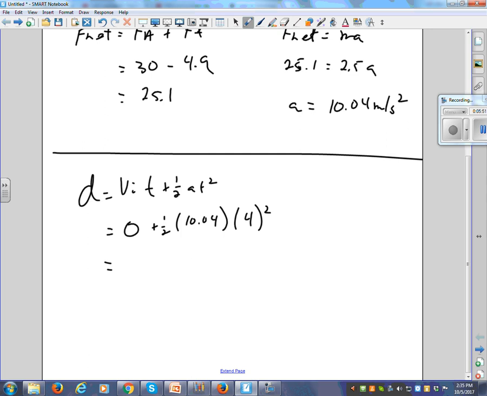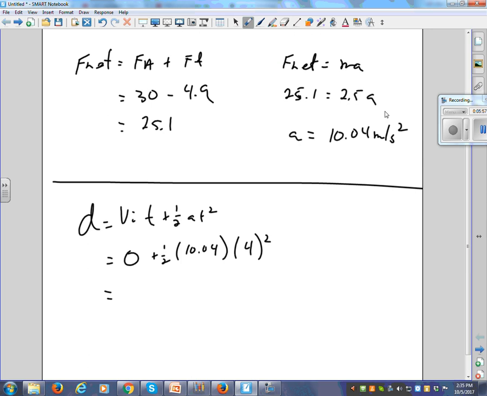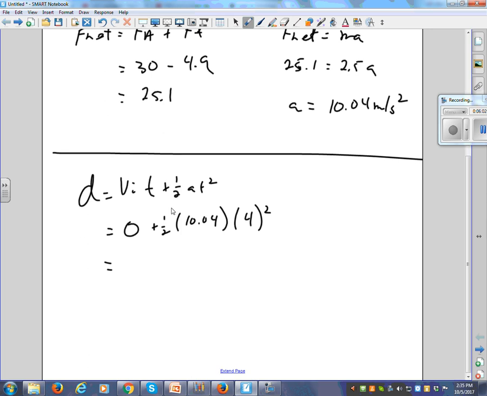Josh? I just missed that part where you got 8. Just 25.1 equals 2.58? You're just dividing by 2.5? This is just to plug in the number here, right? So what is that? Half of 10 is 5 times 16, 80? 80 meters? 23. Whatever. Sorry, must have added up.